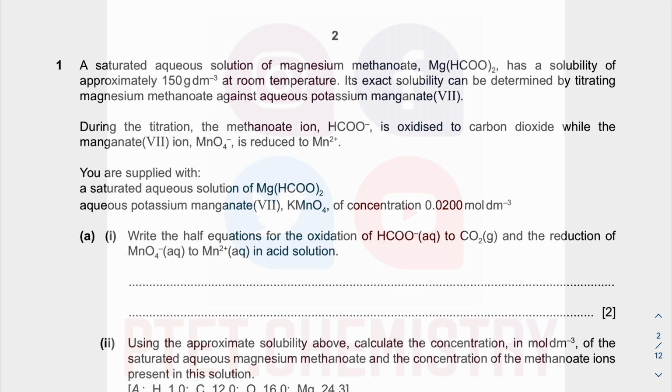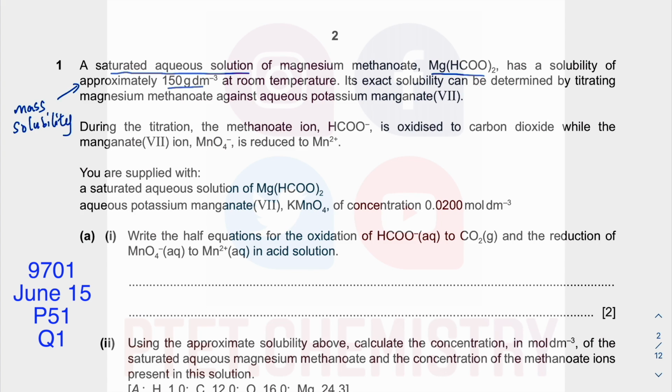So in this first question, we have a saturated aqueous solution of magnesium metanoate. This is talking about mass solubility. It's to do with the mass dissolved in 1 dm cube of the solution, meaning in water at room temperature. The exact solubility can be determined by doing titration. You titrate it against KMnO4.